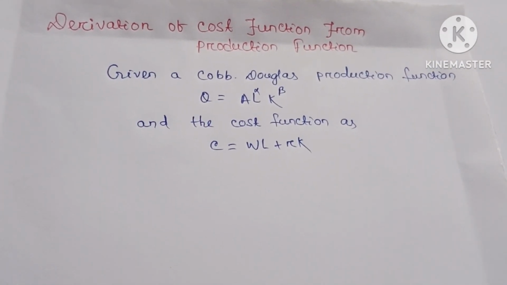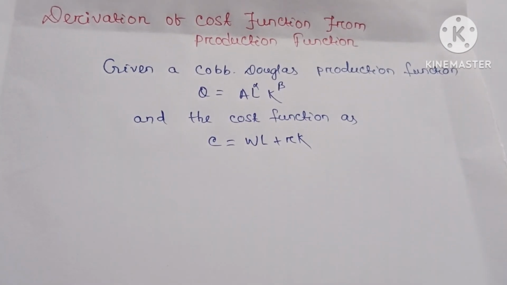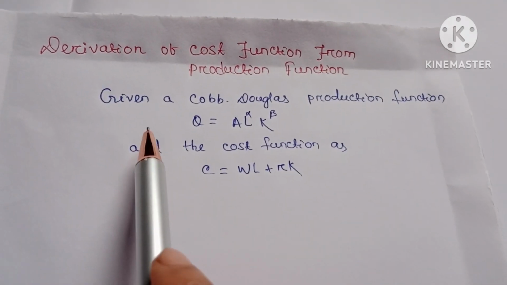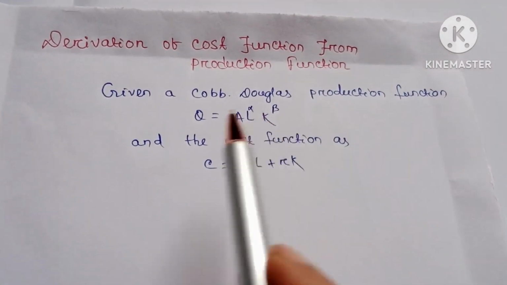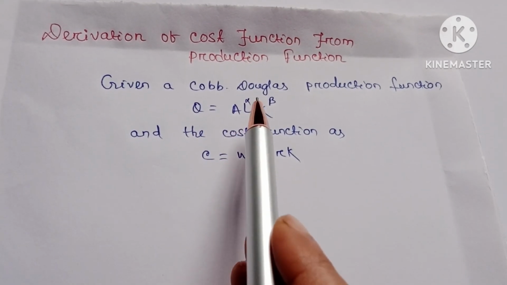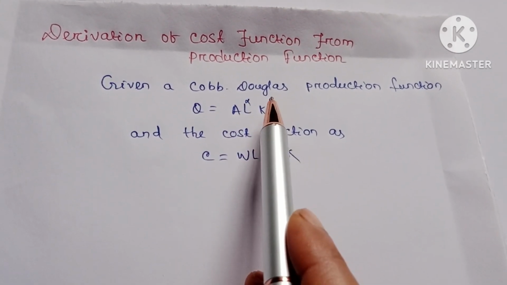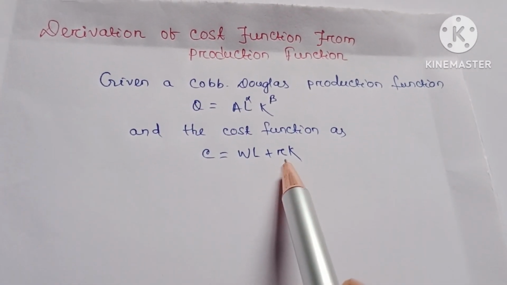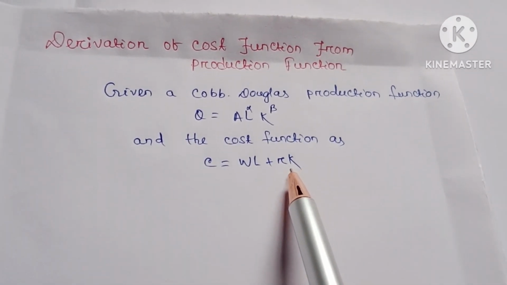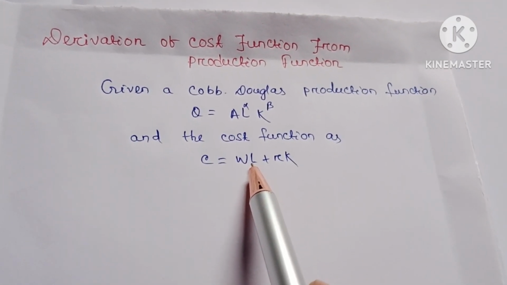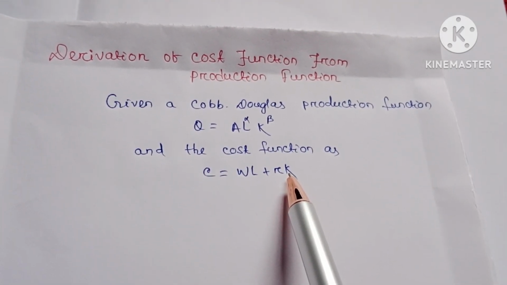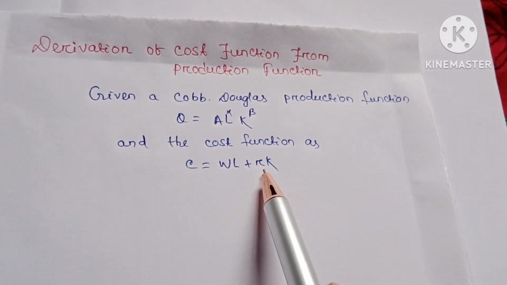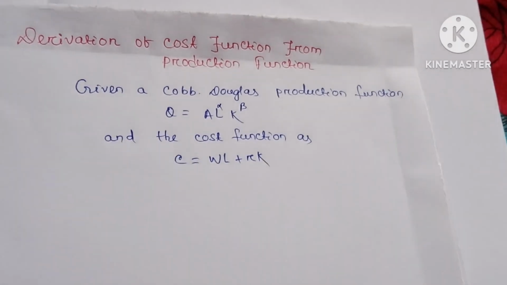In today's lecture, we'll discuss derivation of cost function from production function. Suppose we are given a Cobb-Douglas production function Q = A L^α K^β, and the cost function is C = WL + RK. Here L shows the number of labor, and K shows the number of capital, W represents wages given to laborers, and R represents rental price of capital.